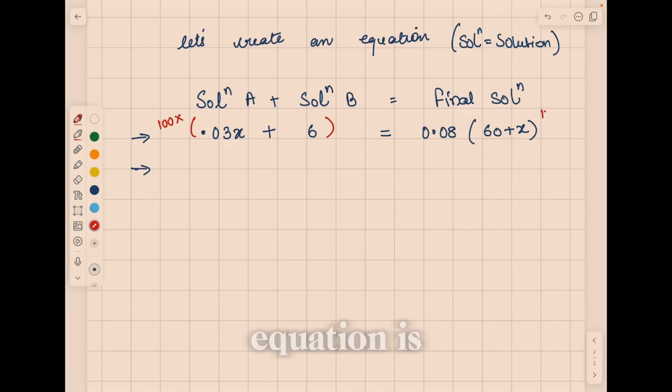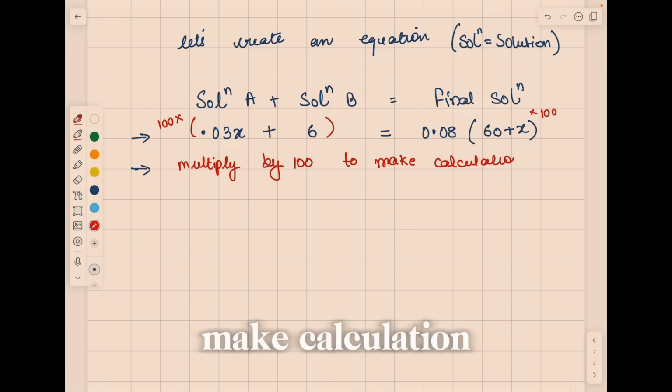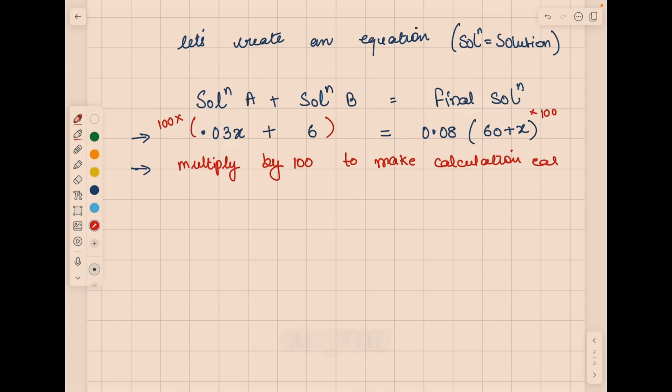Now this equation is in decimals. You can go ahead and solve the equation just like that. But I like to make it look a little bit simpler. It's not a required step, but it is a recommended step. So we will multiply by 100 to make the calculation a little bit easier. You will multiply by 100 on both sides.